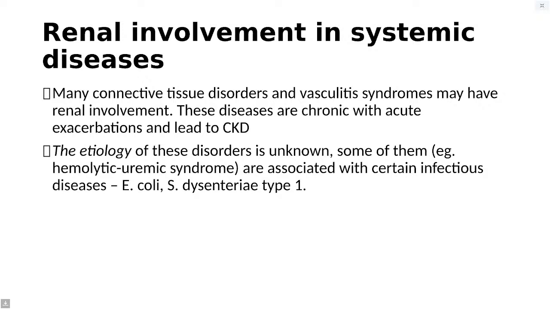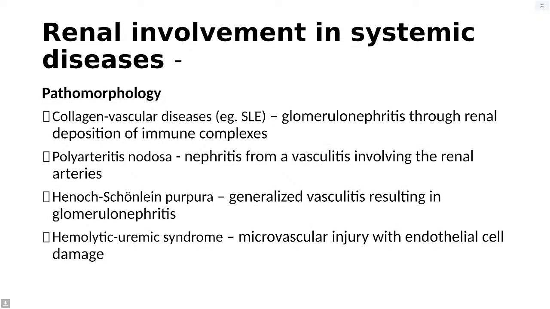Many connective tissue disorders and vasculitis syndromes may have renal involvement. You know about this, and these diseases are chronic with acute exacerbation and lead to chronic kidney disease. The etiology of these disorders is unknown. Some of them, for example hemolytic uremic syndrome, are associated with certain infectious diseases: E. coli, dysentery type 1, and so on. What about pathomorphology?